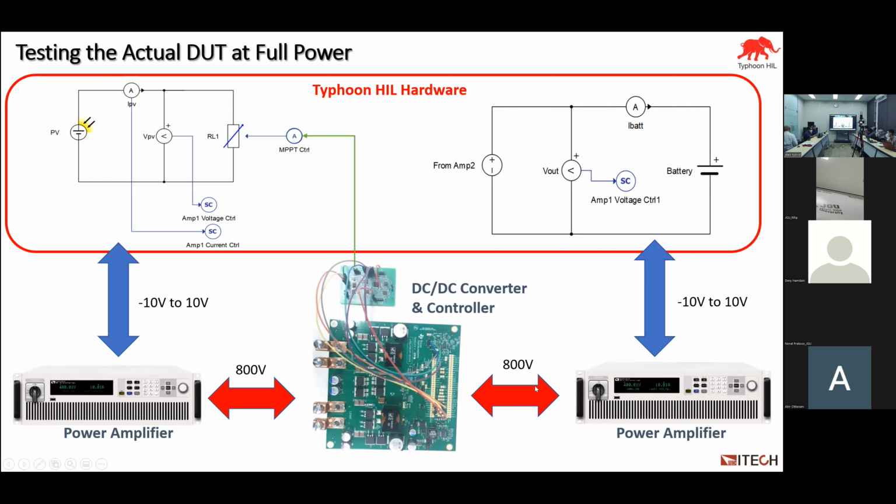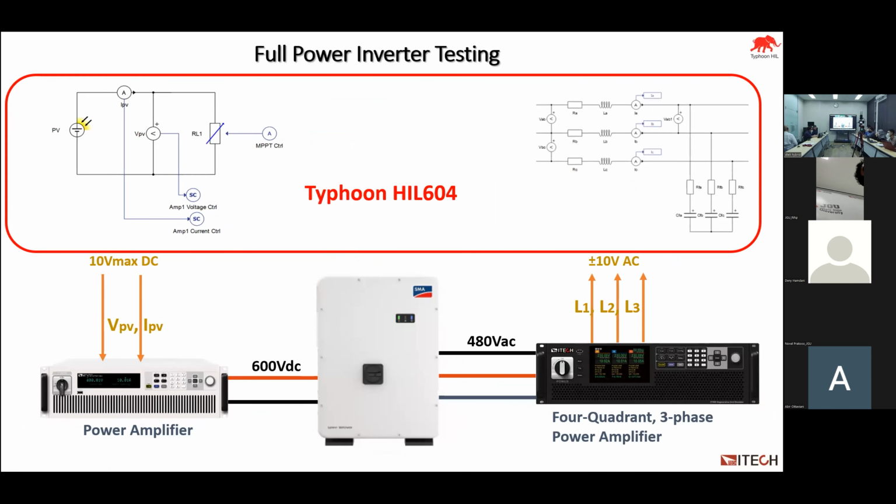So this is actually a DC-DC converter. You just need a 2-quadrant power amplifier that provides a source and the sink, because this is a bidirectional converter. But if you have a 3-phase converter that you want to test, then we will provide you with a 4-quadrant 3-phase power amplifier. This one will be able to source and sink and interface with the Hue, in 3-phase, AC and DC.